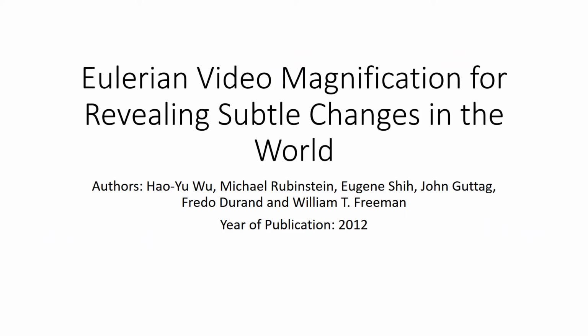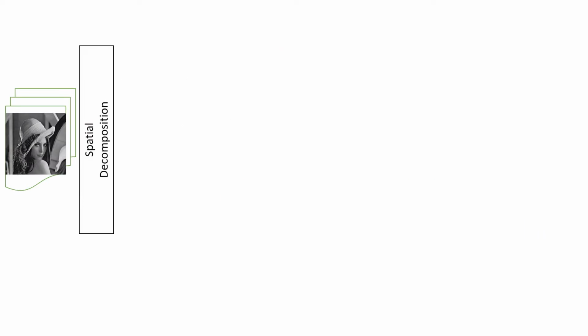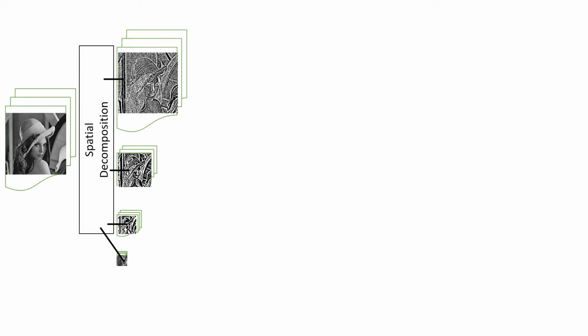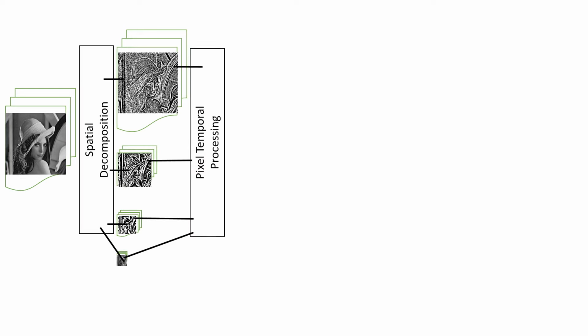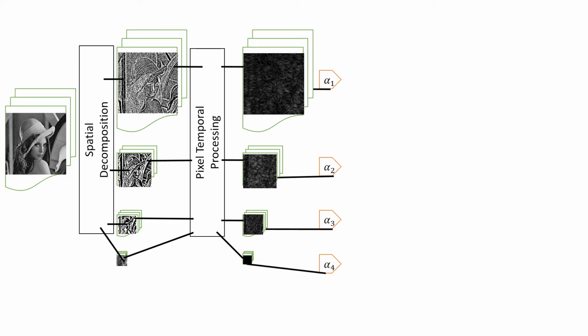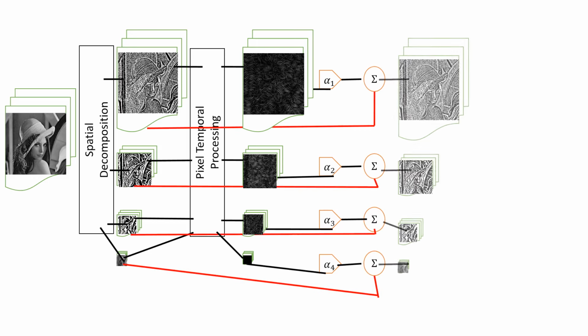The basic steps involved include spatial filtering to reduce noise, temporal bandpass filtering to isolate motion, amplifying said motion, and then reconstructing the final enhanced video.